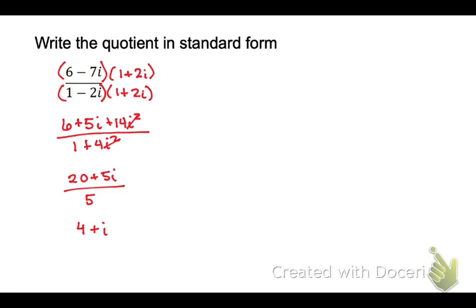Okay, so you should have got 20 plus 5i over 5, yes? And then when you break that up to standard form, you get 4 plus i. Yep. Y'all get 4 plus i? Okay, lesson over. I hope.